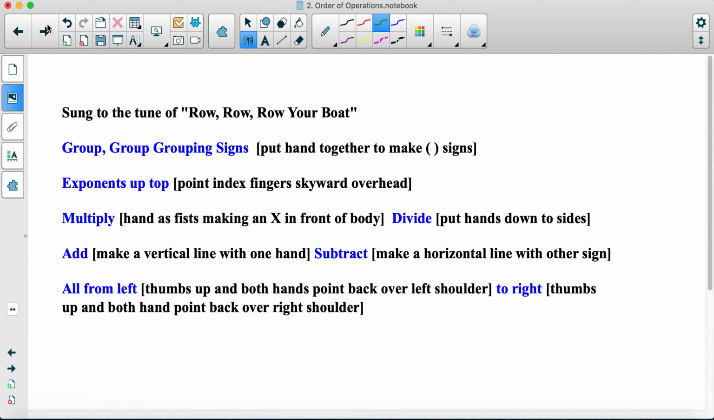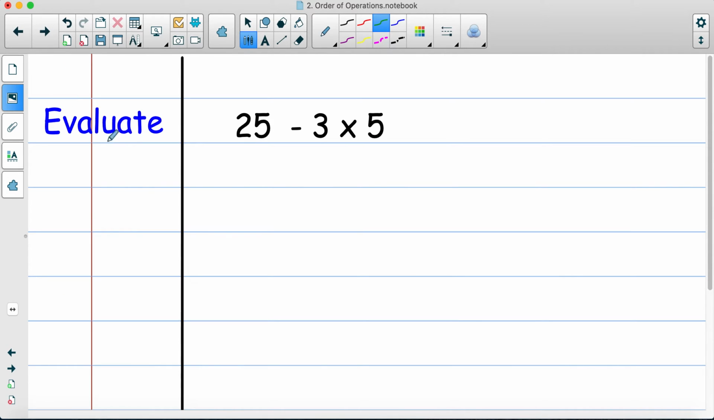So first thing we did in class is we learned a little tune to sing, but we're going to learn to evaluate. Evaluate just means to solve. So we're going to solve this. Now, these are what are called expressions. You will notice there's no equal sign, so we're going to make little pizzas. They're going to go down your paper. Little strategy I use is boxing in what I want to look at.